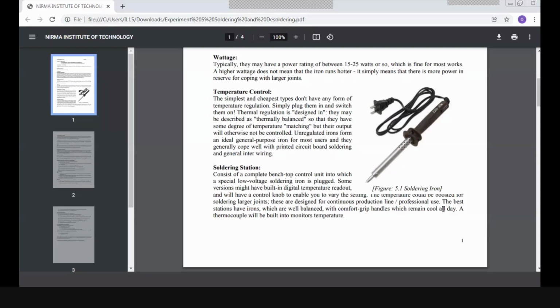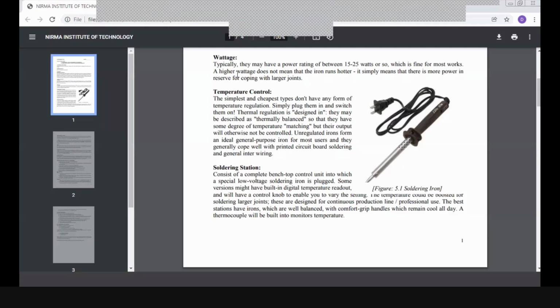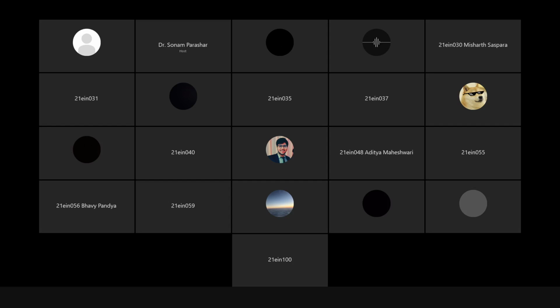It seals the gap between them, which means it seals the joints. So this is the soldering iron, the machine through which we can do the soldering.